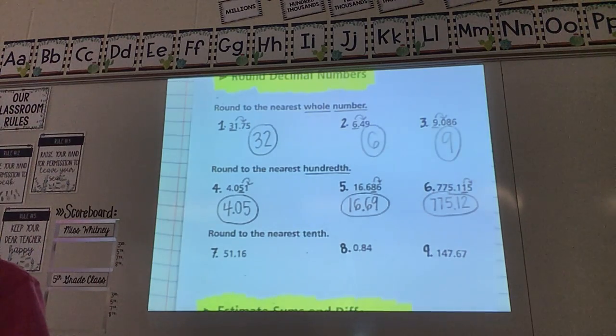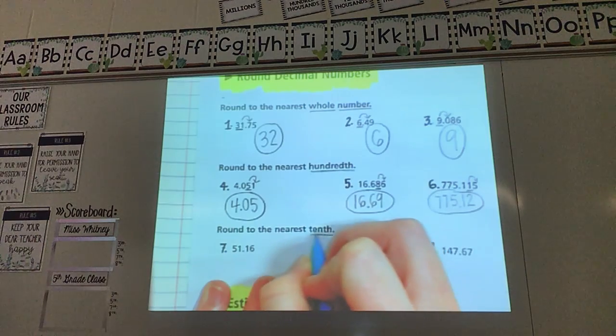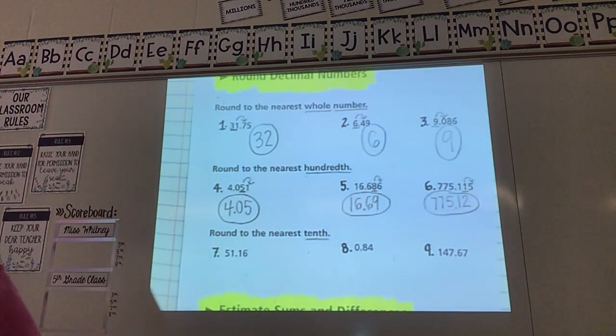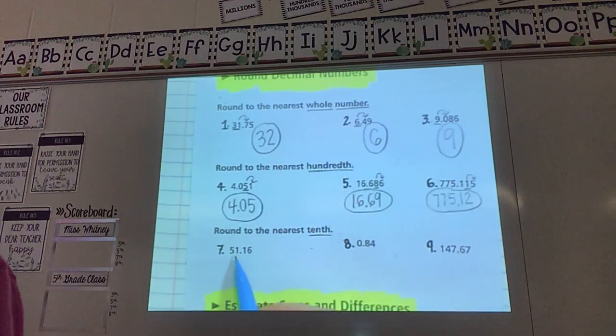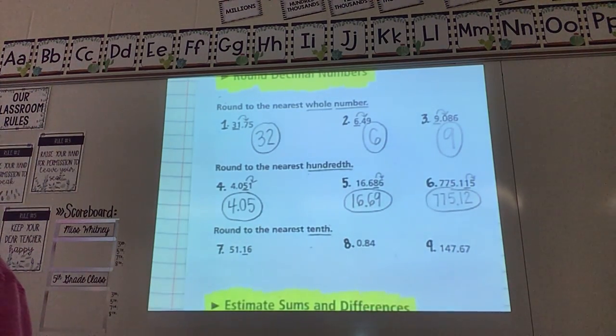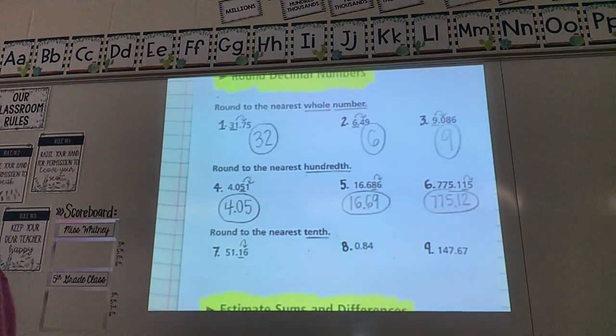You will notice as I scooch my paper, the directions changed again. We have to be super careful to read those directions. Round to the nearest 10th. Ooh, how many spots after the decimal is the 10ths place? Just 1. So I would underline the 1 right here because that's 1 spot after the decimal. That's my 10th place. Look behind it.